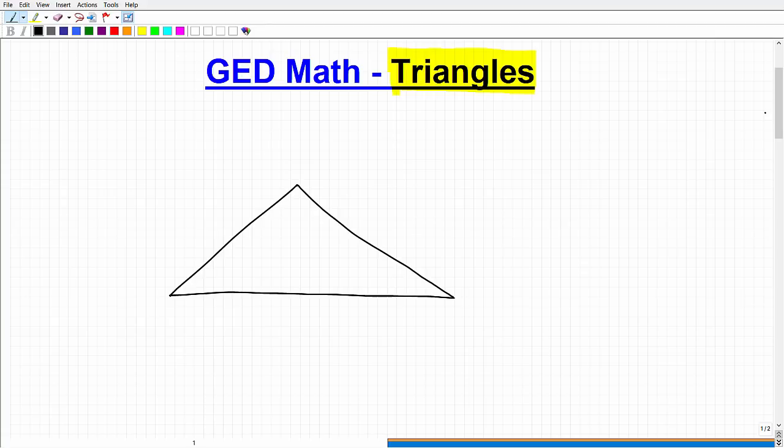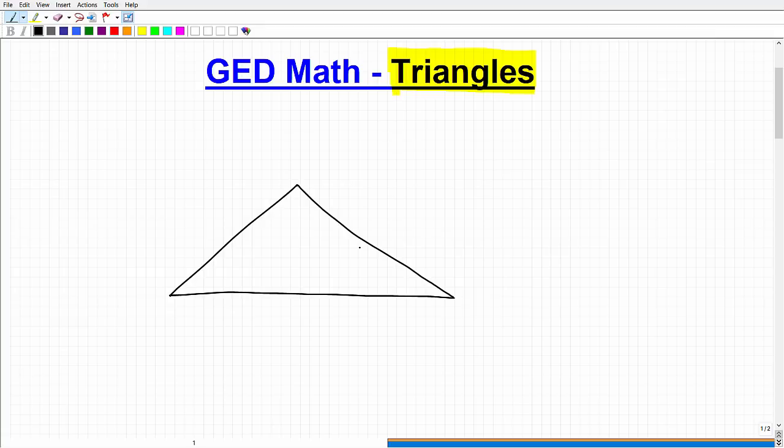But let's first talk about the parts of a triangle, some of the nomenclature, terminology about the triangle. Then I'm going to give you some specific formulas and properties about a triangle that are going to be really important for you to know for the GED.